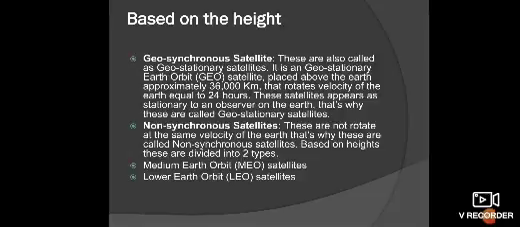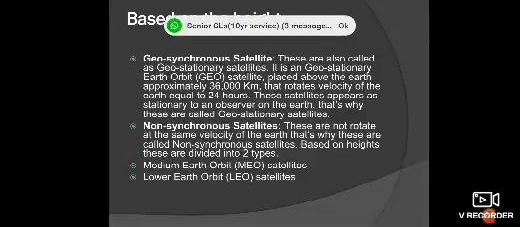And the next one is MEO. MEO is an abbreviation of medium earth orbit satellites. The satellite is placed between the GEO satellites and LEO satellites, at a medium height above the earth. MEO satellites are placed at approximately 19,000 kilometers from the earth.